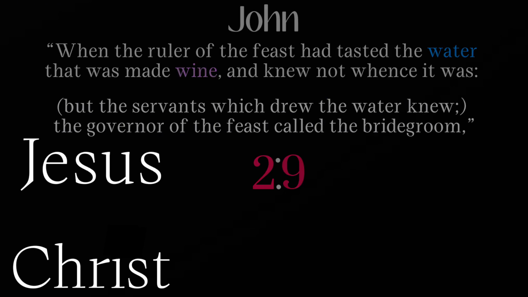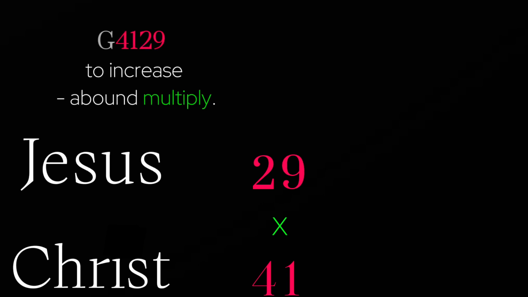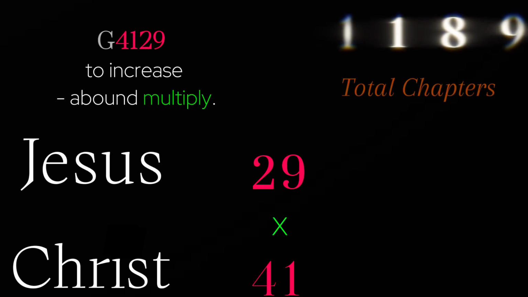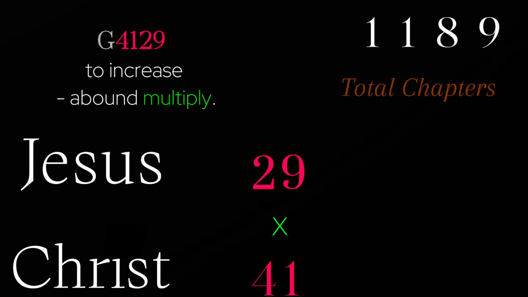Now, one method Jesus may have used was to multiply the water into wine. 41:29 Greek translates to multiply, increase. Let's do just that. Let's multiply these numbers together. 41 times 29. We get the total number of chapters in the King James Bible.